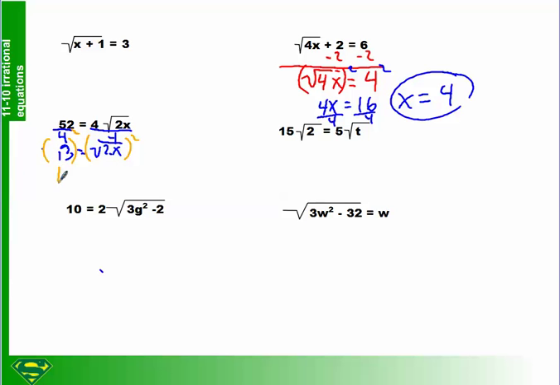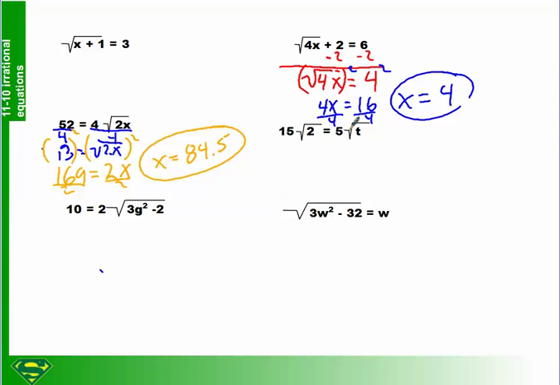13 squared is 169, which is equal to 2x. What's the opposite of multiplying by 2? Dividing by 2. So we get x is equal to 84.5. So it looks worse than it really is.